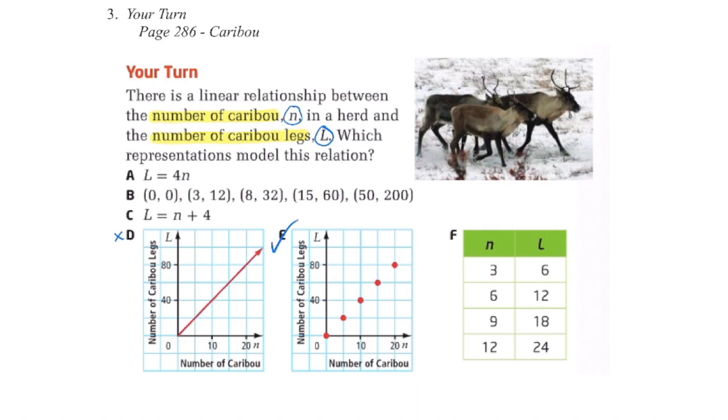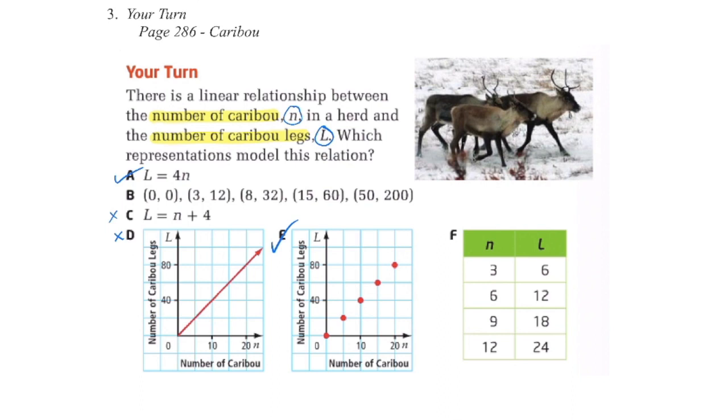In terms of the equations, A and C are my 2 choices. We are multiplying the number of caribou by 4 legs. We are not adding them on every time. If we were, let's say we have 2 caribou, 2 plus 4 is 6 legs, and I know that 2 caribou should have 8 legs, so I know that's not the one that I want.